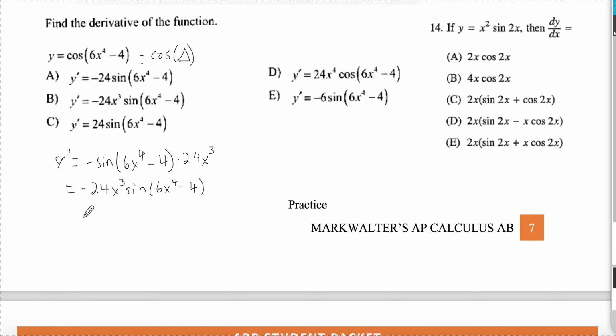Just make sure to make a mistake in there. Always worth double checking before making a conclusion. Great. Negative 24x cubed times the sine of 6x to the 4th minus 4. So we're looking at B here.